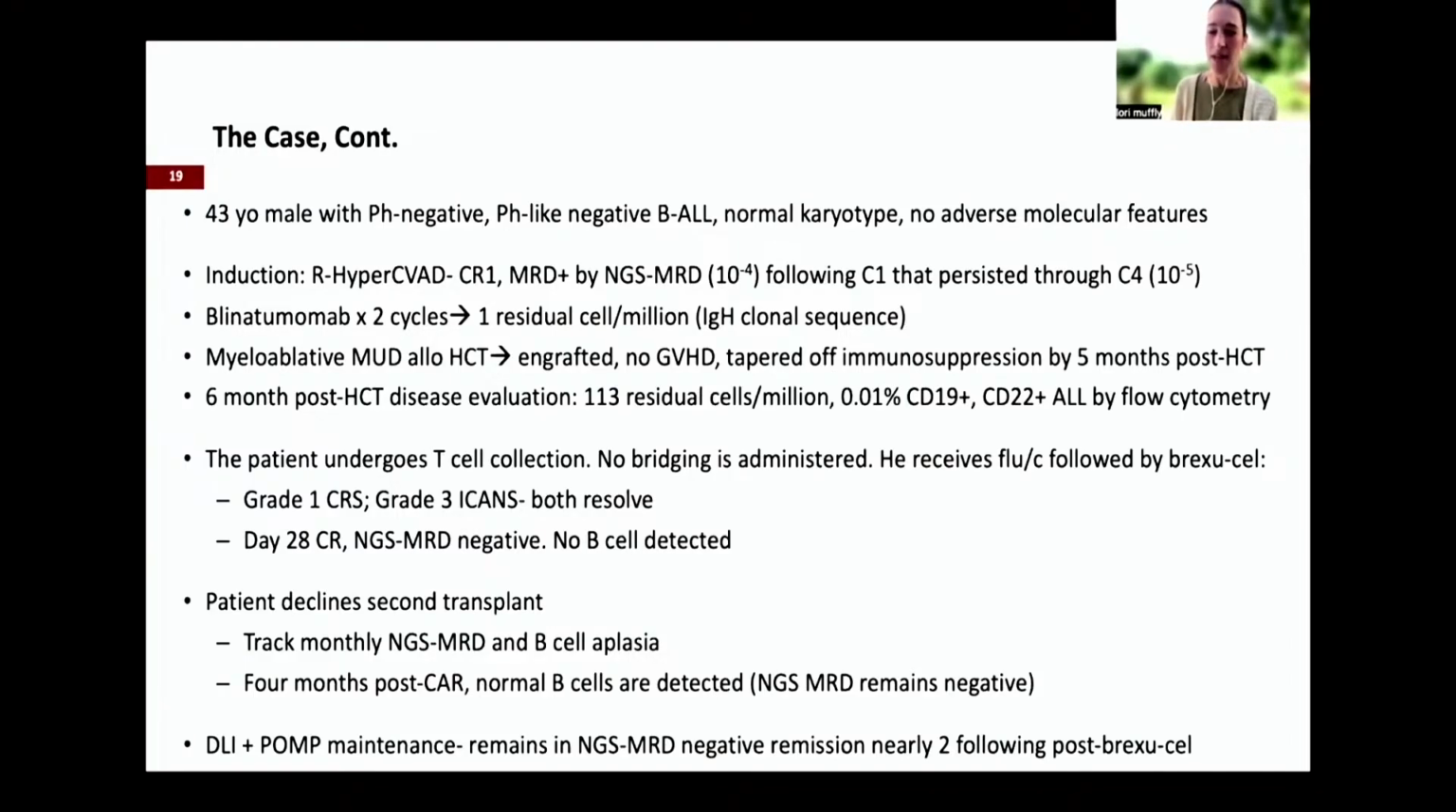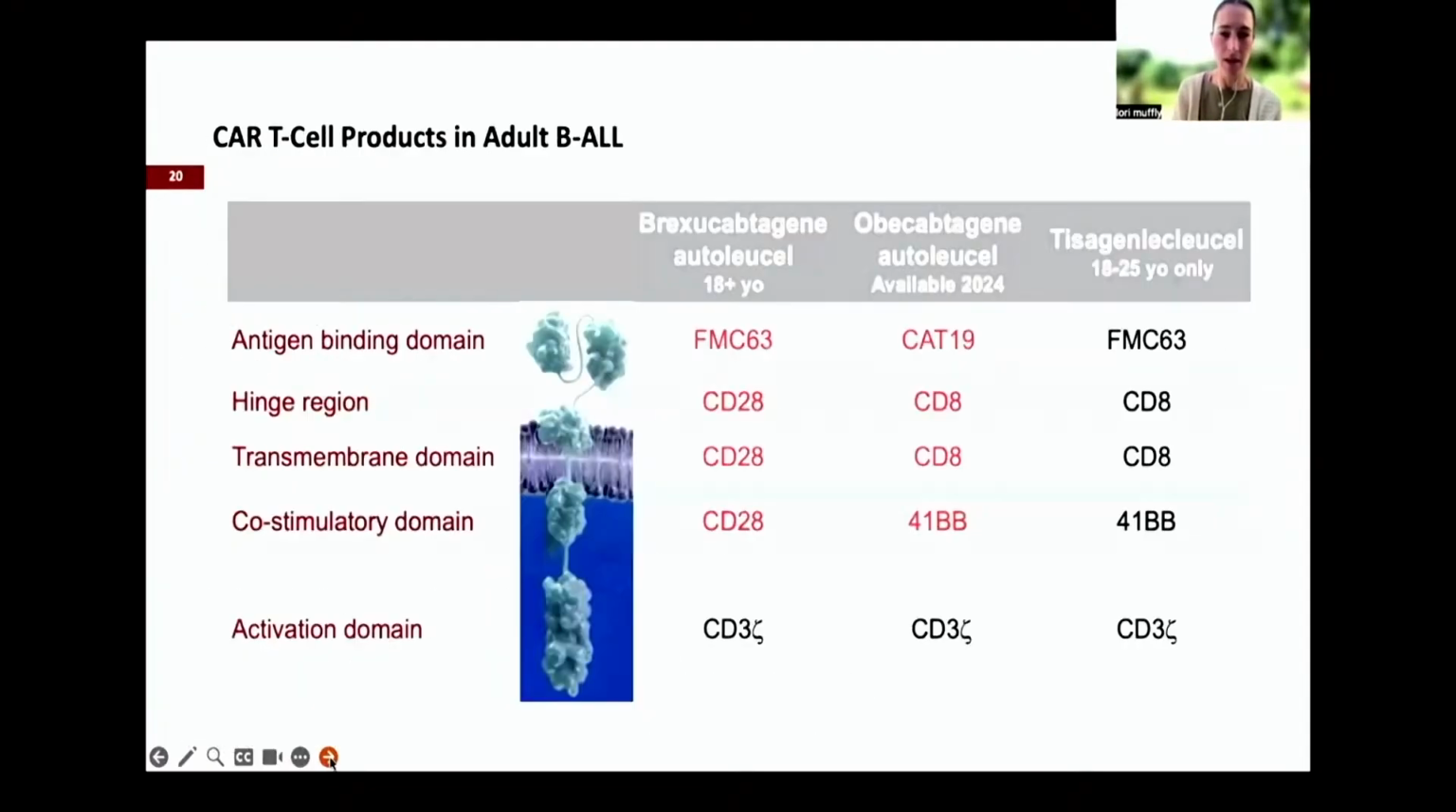This patient is now just about 2 years out from CAR. He's back to work full time. He's actually a surgeon, and he remains clonoSEQ MRD negative.